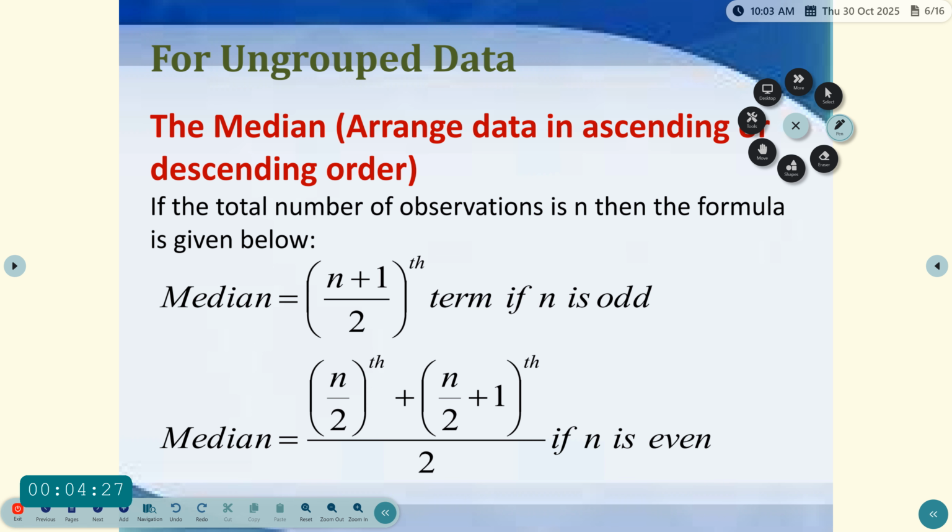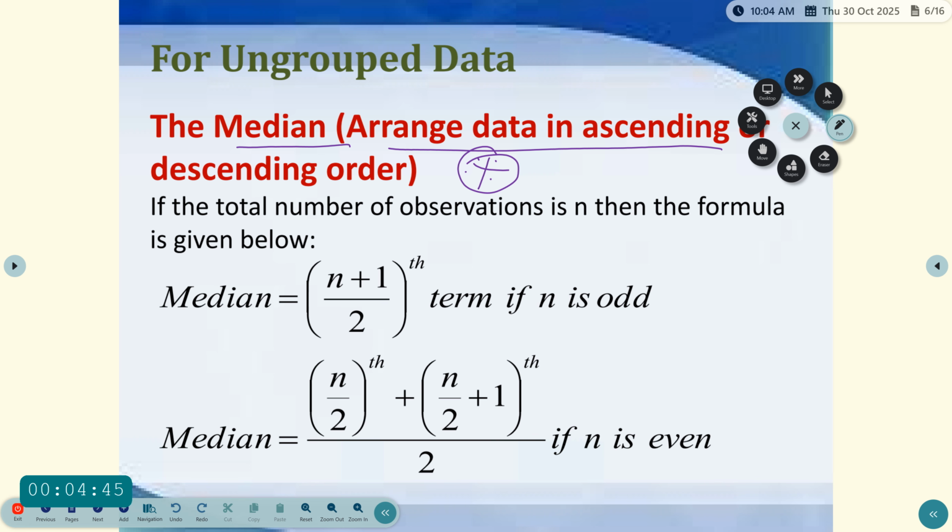Now, what is median? Before finding the median, just arrange the data in ascending order. Very important step, the most important step. If you want to calculate the median for a particular set of observations, we have to arrange the data in ascending or descending order.